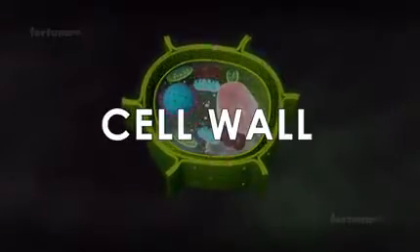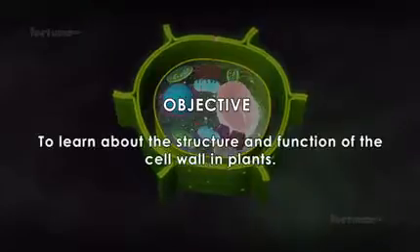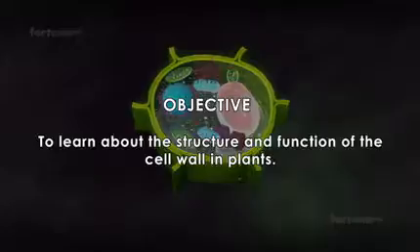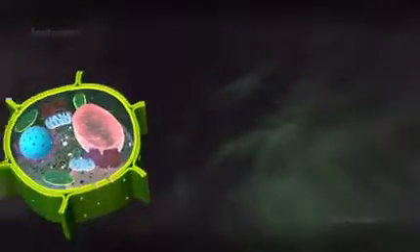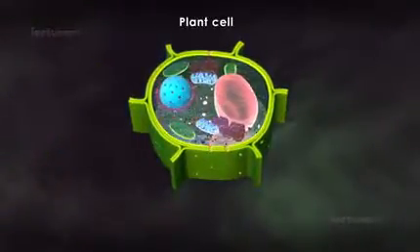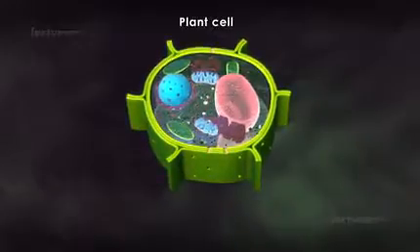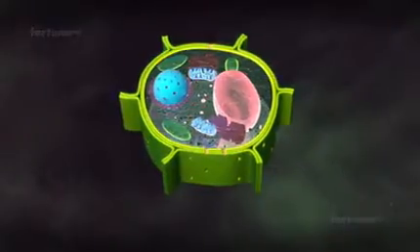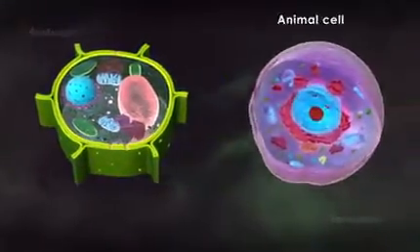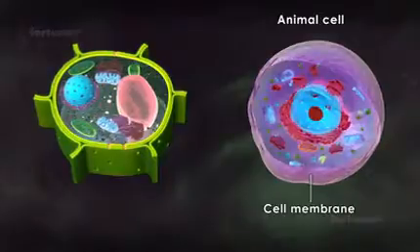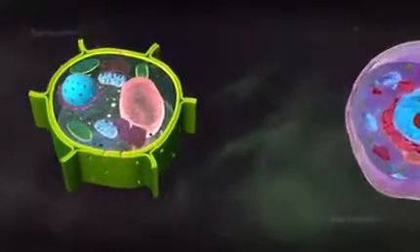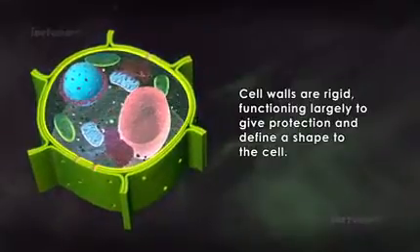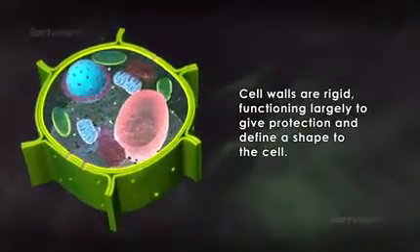Cell wall. Objective: to learn about the structure and function of the cell wall in plants. Plant cells differ from animal cells in that they have a cell wall as well as a cell membrane. Unlike animal cells, which have only a cell membrane, cell walls are rigid, functioning largely to give protection and define a shape to the cell.